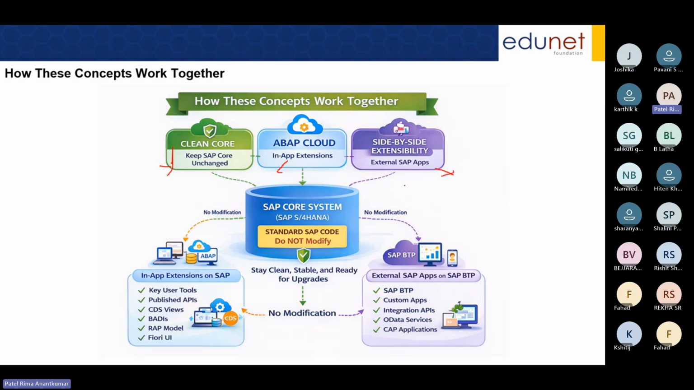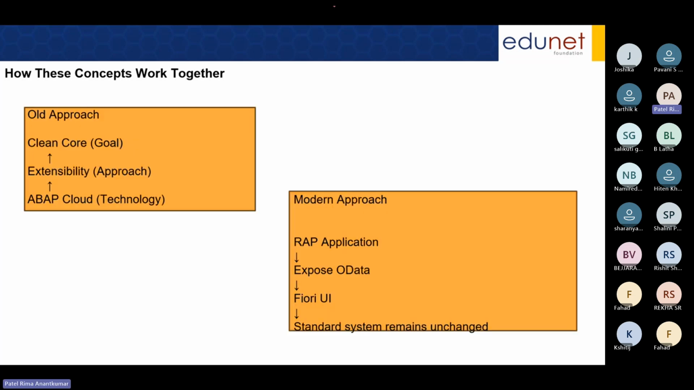And for that side by side extensibility we have the SAP BTP, custom applications or data services applications. By using all of these we can have the clean core approach, that is we are not modifying the standard SAP code. And for in-app extensions we have the CDS views, RAP model, Fiori UI, and business add-ins. So this is how it works together.